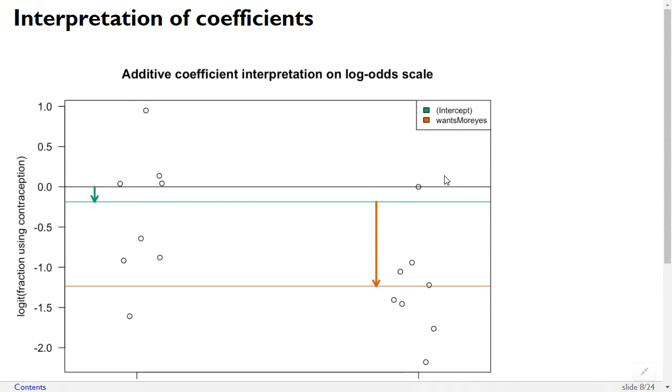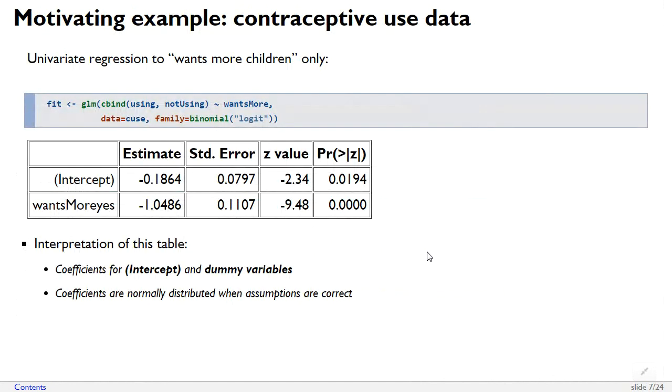What about this as additive, though, at this stage? I'm saying, what about this in the graph? So why are you saying this is additive? I'm saying it's additive because the intercept is here, but the coefficient is the difference in these 2 averages, the difference in the average log odds of the reference group and the average log odds of the comparison group who wants more children. So it's the difference between the estimate of negative 0.1864 and the negative 1.0486.